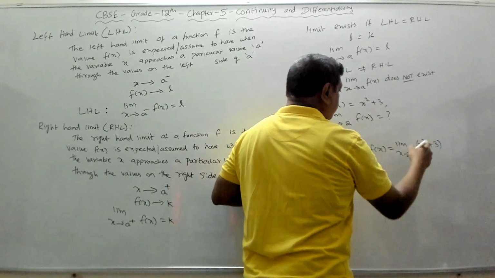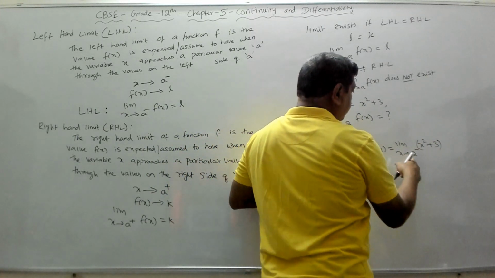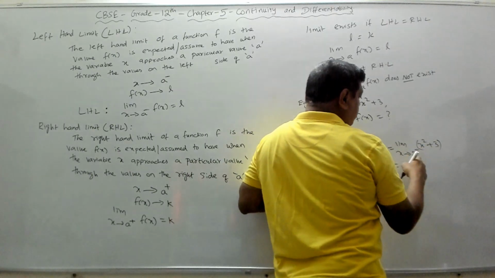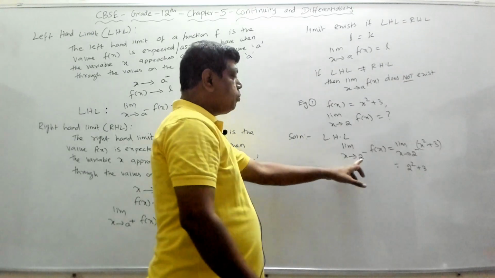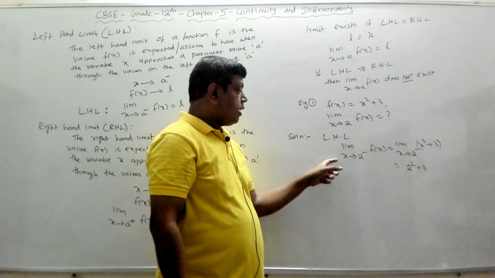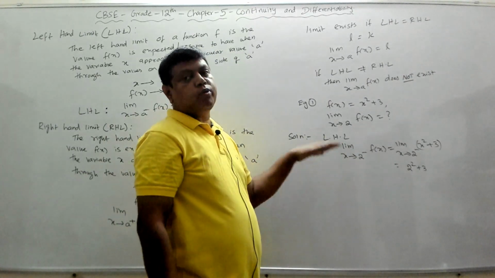Now we will substitute the value here. Substitute the value, x approaches 2, x square plus 3. If you substitute the value, you get 2 square plus 3. Now we are substituting the limit. So 2 minus means don't think it is minus 2. It is x approaching 2 through the values less than 2. That is the meaning of this.